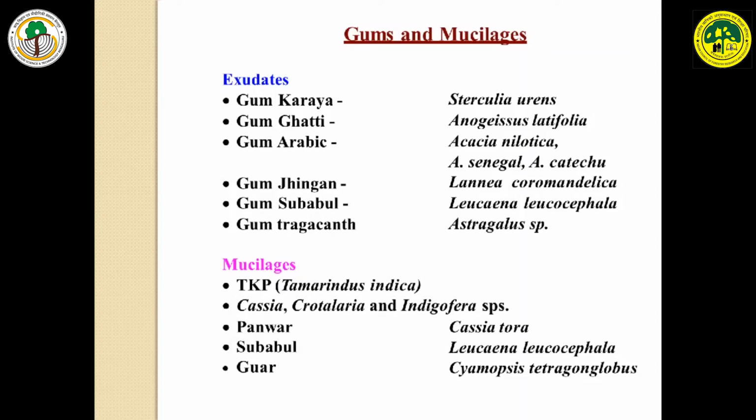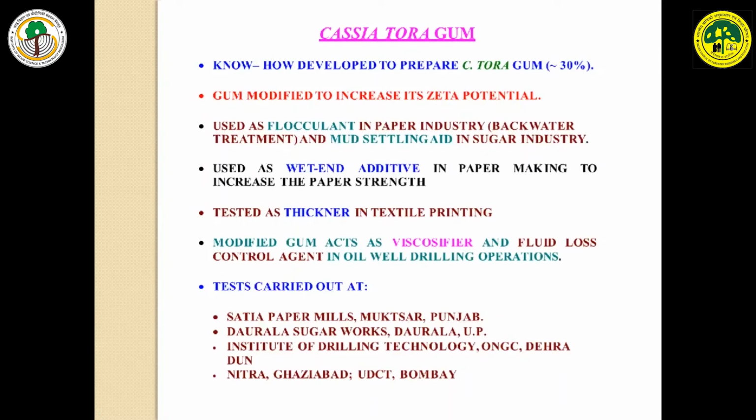Then mucilage from the tamarind seed kernel. The tamarind kernel pulp is used for mucilage production. Then Cassia species, Crotalaria, Indigofera. There are so many species from which mucilage is produced as food additives or as a filler. I am sharing this PPT so you can go through all the details about these gums and tannins.